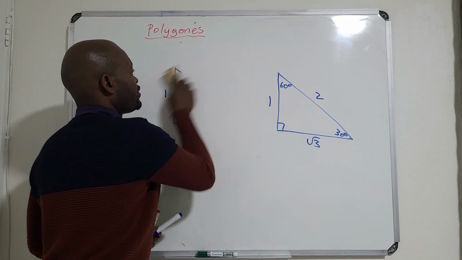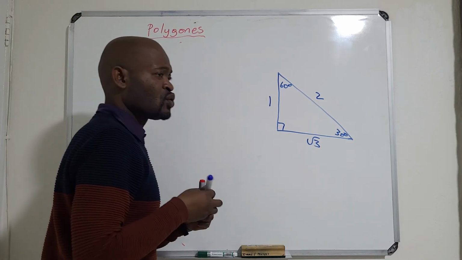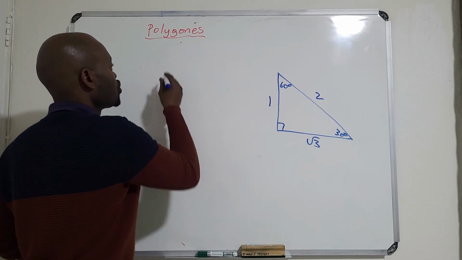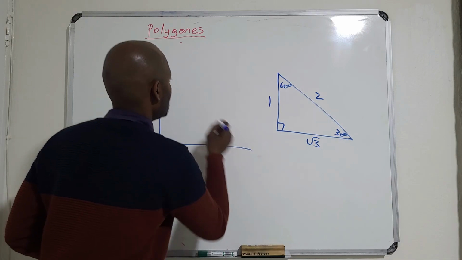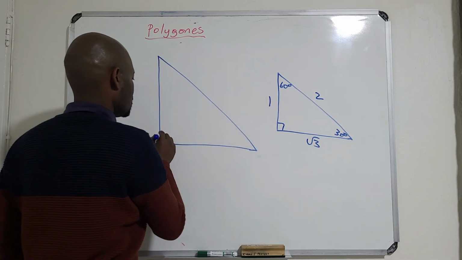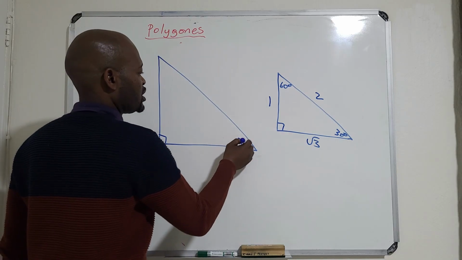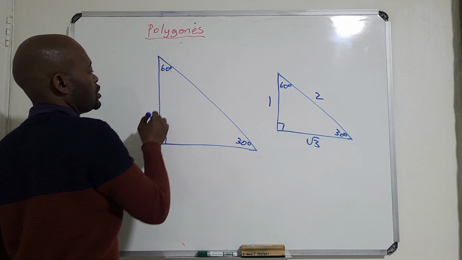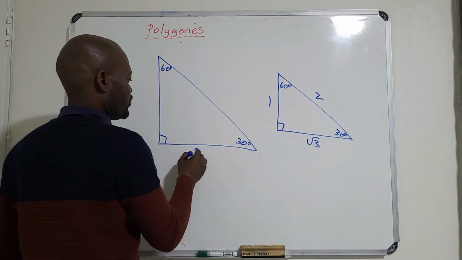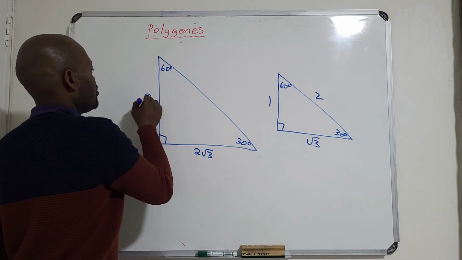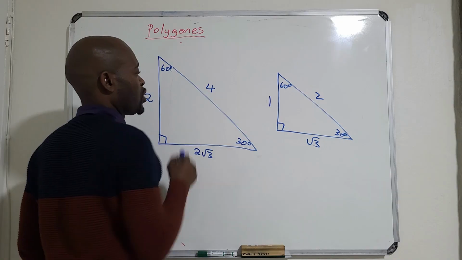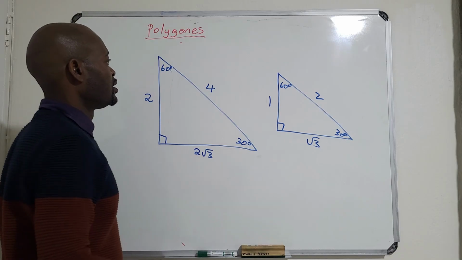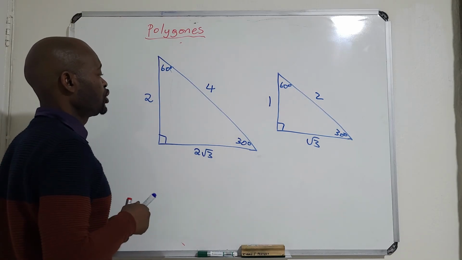But I can have similar right angle triangles. That is why we're saying not all right angle triangles are similar. But we do have right angle triangles which are similar. If obviously I've got 30 there, I've got 60 there degrees, here I'm going to have 2 root 3, here I'm going to have a 2 there, here I'm going to have a 4 there. Therefore, the two triangles are similar because sides are in proportion.